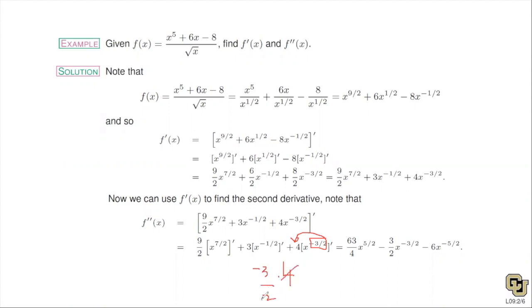Here, 4 and 2, I can cancel the 2. Minus 2 times 3 is minus 6, and that's where that's coming from. And finally, in the exponent, we have minus 3/2 minus 1, and that's minus 5/2. It's minus 3/2 minus 2 over 2 is minus 5/2. So quite anticlimactically, here's our second derivative: 6/3 over 4, x to the 5/2 minus 3/2 x to the minus 3/2 minus 6x to the minus 5/2.